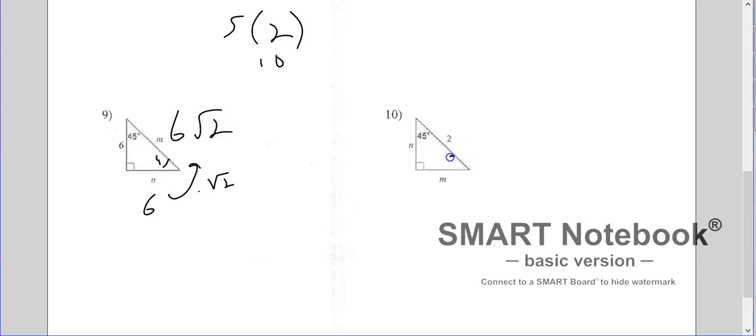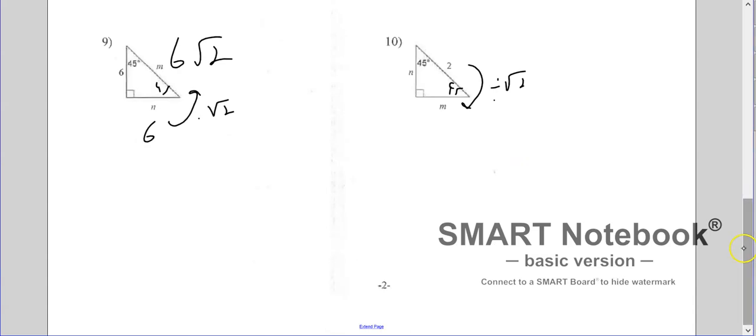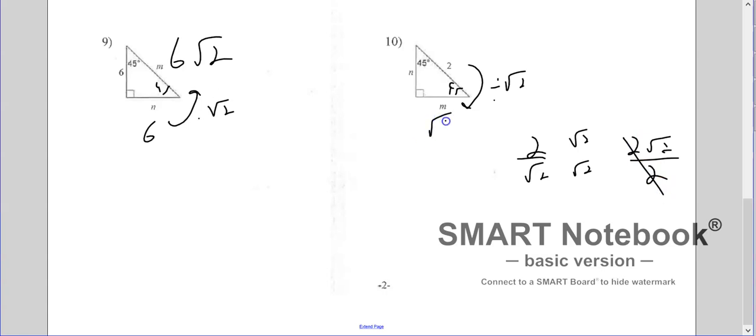Number 10 is a little more challenging because this time we have the hypotenuse and we have to divide by radical 2, which means we're going to have to rationalize. So 2 divided by radical 2, just like before, we're going to multiply by radical 2 here and on the top here. On the top, that's going to give us just simply 2 radical 2. On the bottom, radical 2 times radical 2 is just 2. The 2's are going to cancel, and we're going to have radical 2 and radical 2.